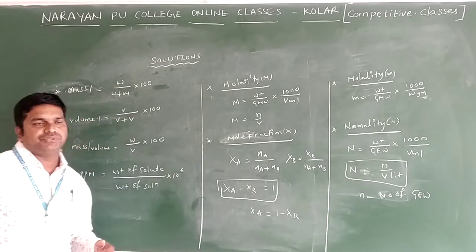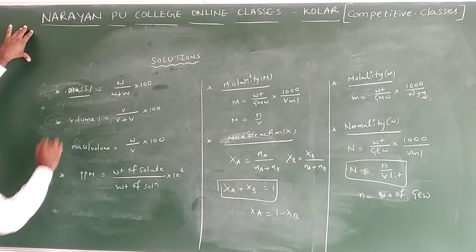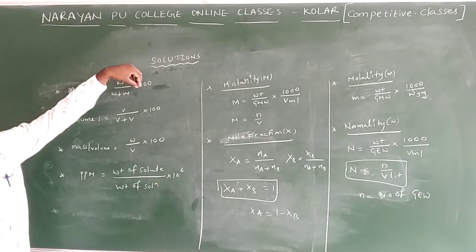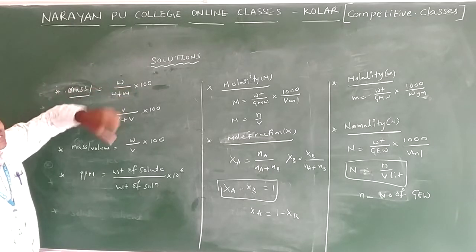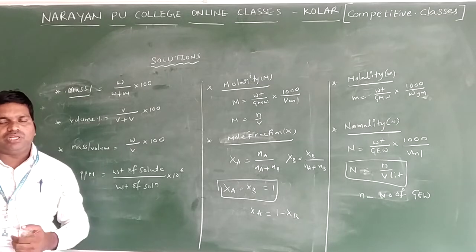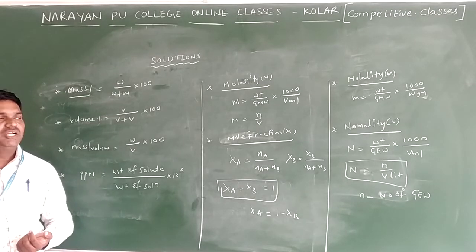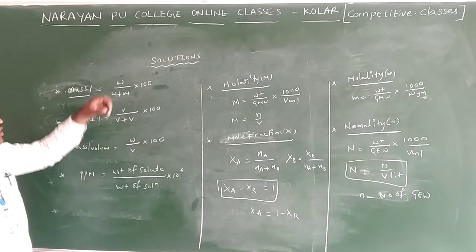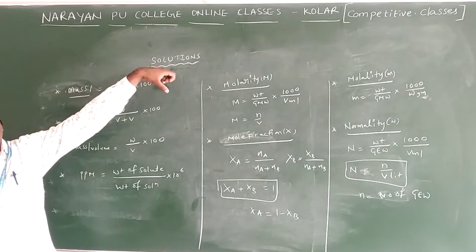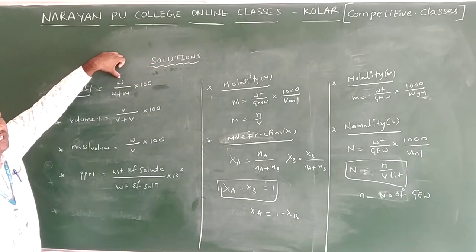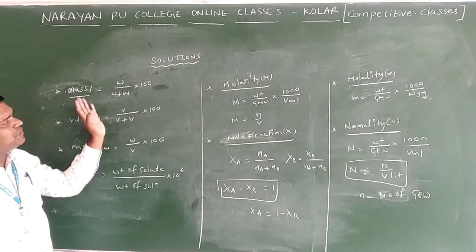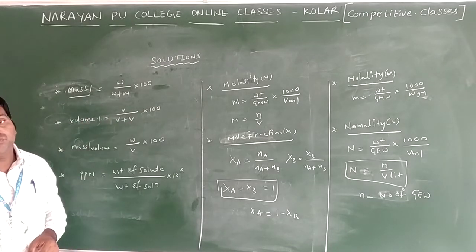Already I wrote on the board. The first one we have is mass percentage. What is the formula I am writing here? Small w divided by small w plus capital W, into 100. What is small w? It is the weight of the solute. What is the capital W? This is the weight of the solvent. If you know the formula, weight of solute by weight of solution into 100. Small w represents the weight of solute, capital W represents the weight of the solvent, and small w plus capital W represents the weight of the solution.